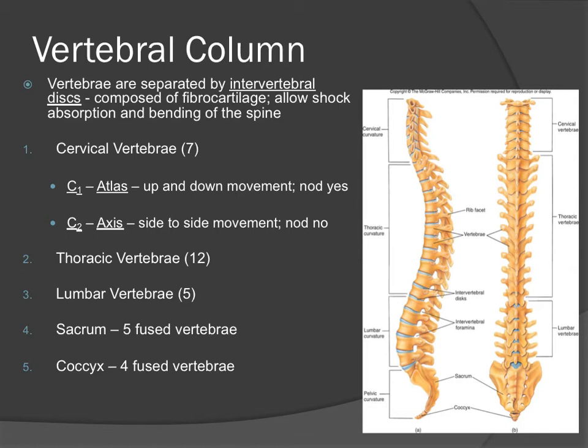Then you have the thoracic vertebrae, which is the next 12. Then you have the lumbar, which is the next 5. And then you go on down to the sacrum, which is 5 fused vertebrae, and the coccyx, which is the 4 fused vertebrae at the very, very tip.